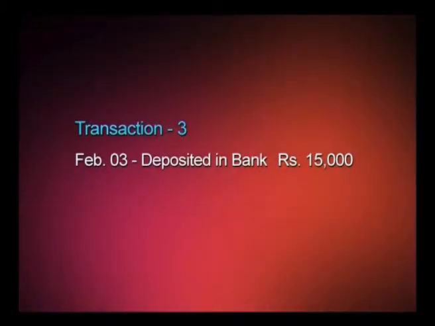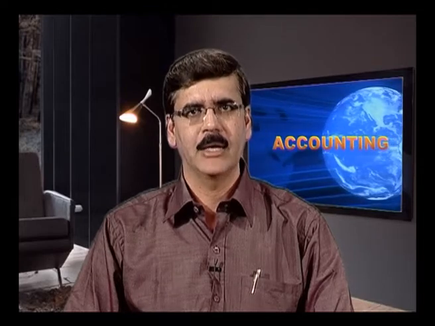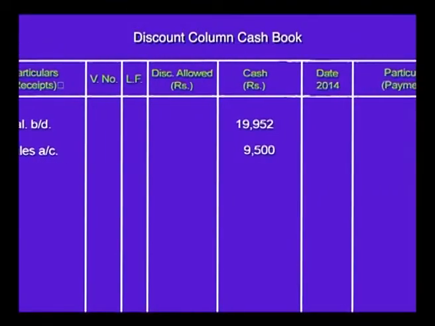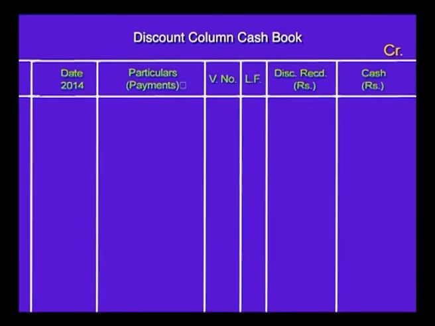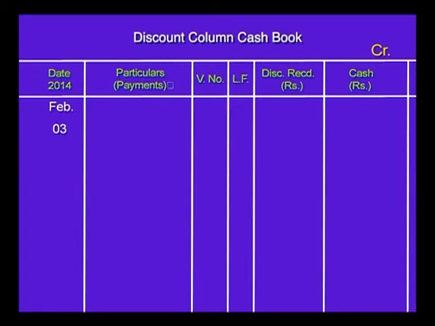Let us move to the third transaction, February 3 deposited in bank 15,000 rupees. This is outflow of money from business. We have discussed it in the previous example also. So, it will be a payment. Let us move to the credit side. See your first transaction on credit side. February 3 is mentioned in the date column. By bank is mentioned in the particulars column, and then rupees 15,000 is shown in the amount column.